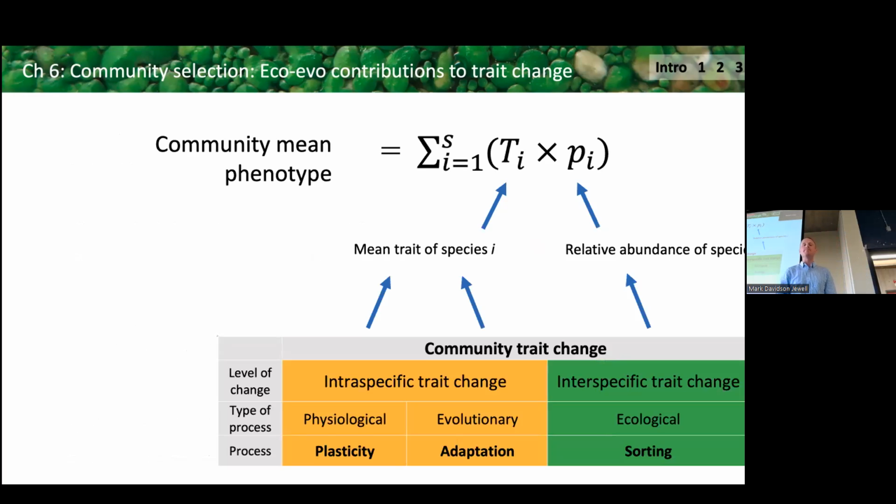We're talking about community mean phenotype. So this is the mean trait of species i multiplied by its relative abundance in the community, summed across all species. So it's essentially the average phenotype regardless of species in a community. You have species sorting or ecological change, which will influence the relative abundances of the different species. And then you have both phenotypic plasticity and adaptation, which will influence the mean value of this trait in the different species. And we're wondering how these 3 different processes will sum and interact in order to affect their overall community mean phenotype.